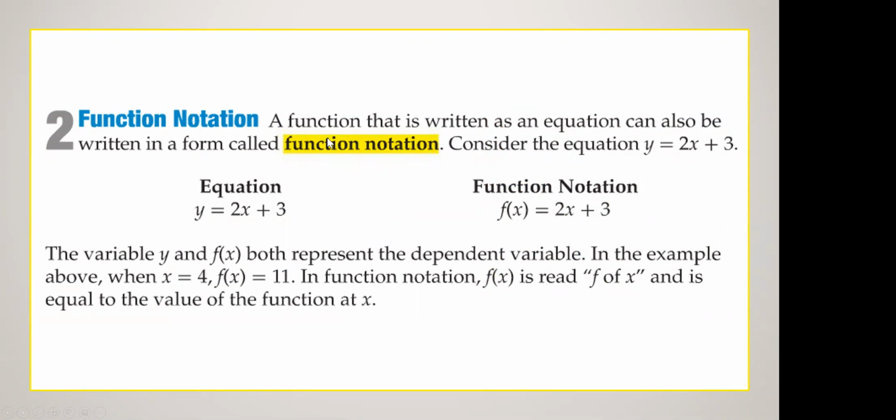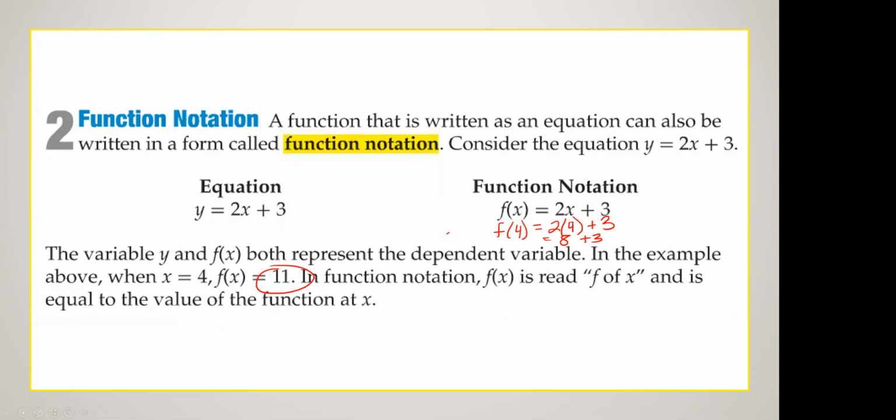All right, then you also need to know what function notation is, okay? So here we have this equation y equals 2x plus 3. We have function notation. We replace the y with f of x, okay? And that's how we read it. It represents the dependent variable. So in this example, when x equals 4, f of x equals 11. And why is that? Because we can plug in 4 for x, okay? So that would be 8 plus 3, which is equal to 11. So we would say f of x equals 11, okay?